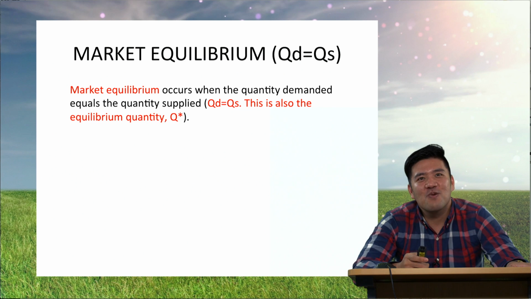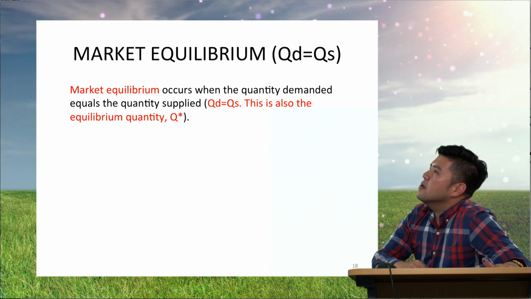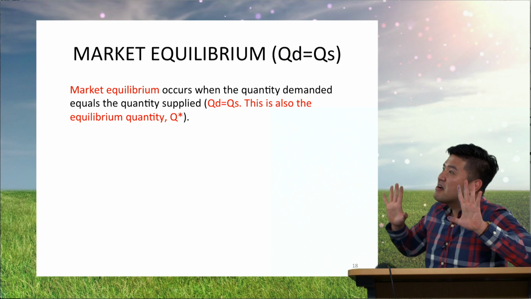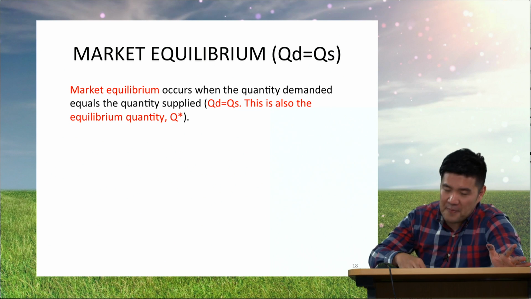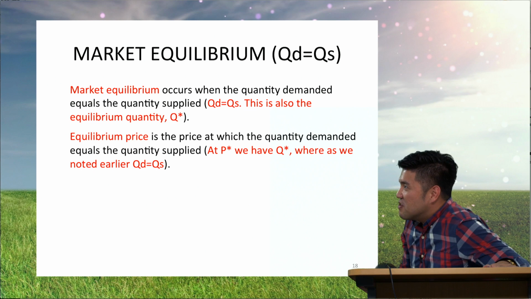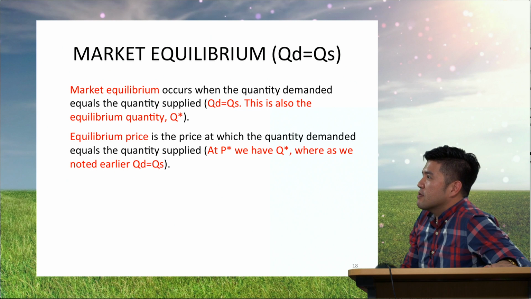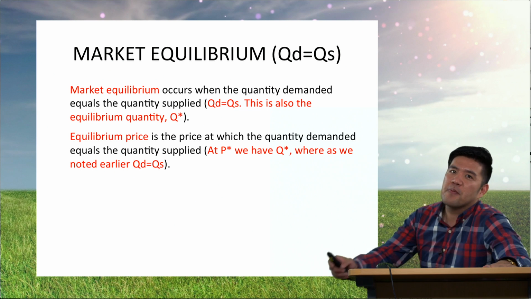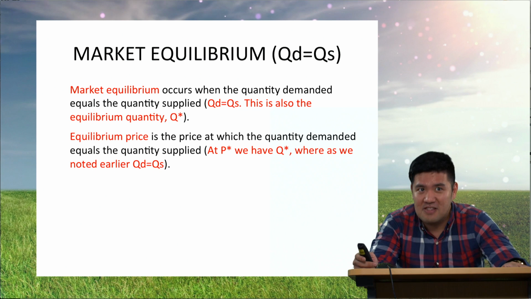It occurs when the quantity demanded equals the quantity supplied. QD equal to QS. Where QD is equal to QS, we've got Q star, our equilibrium quantity. The Q star is going to happen when you have got your equilibrium price, the price at which the quantity demanded equals the quantity supplied. At P star, we have Q star. What is Q star? The QD is equal to the QS.